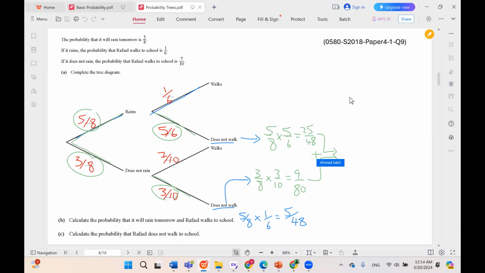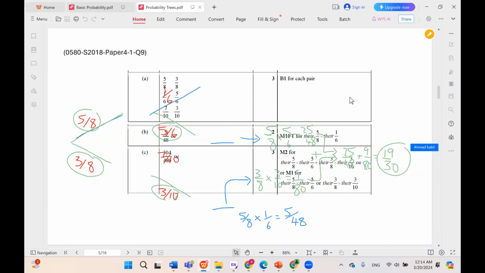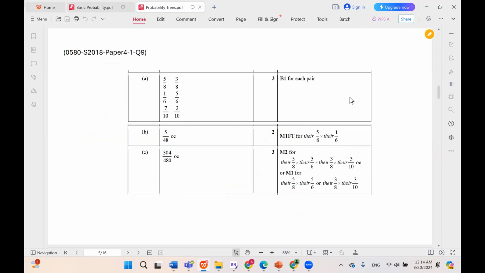And we get 25 over 48 plus 9 over 80. You can use your calculator to figure this out. And the final answer would be 19 over 30. So B is 5 over 48, and C is given as 304 divided by 480. And this is the same as 19 over 30. So we seem to have obtained the correct answers.